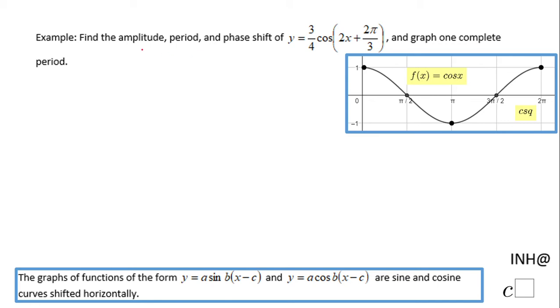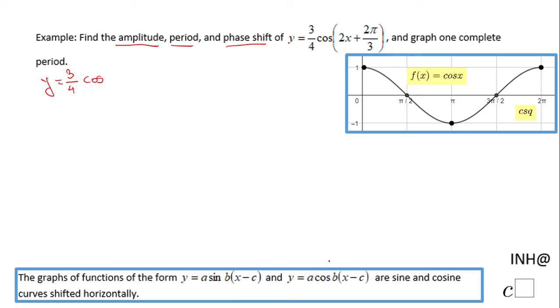In this example, we need to find the amplitude, the period, and the phase shift of this trigonometric function. You see it, and we need to graph one period. So I'm going to copy the first part of this trigonometric function, which is y equals 3 over 4 cosine.